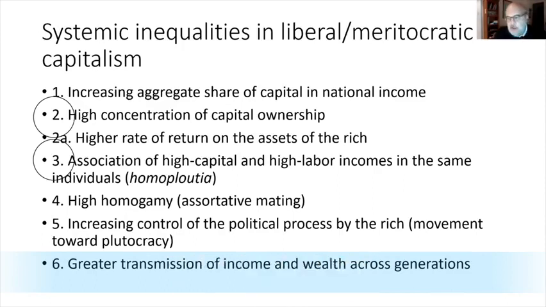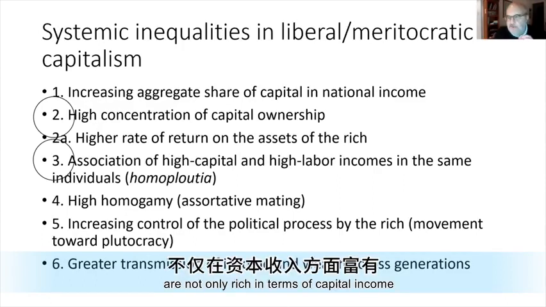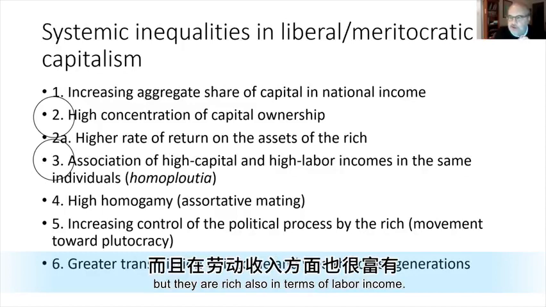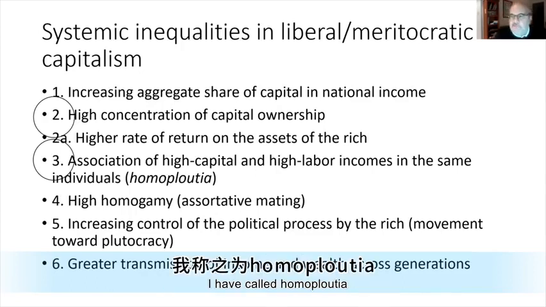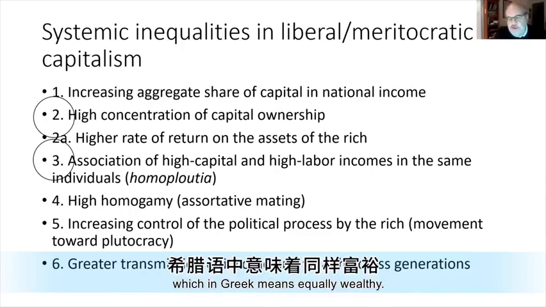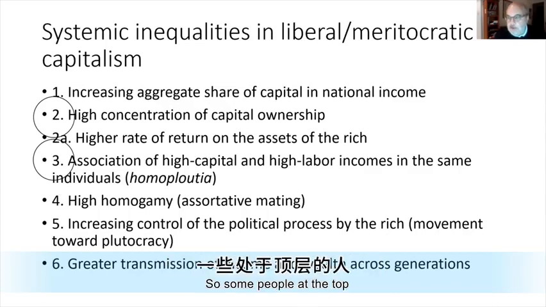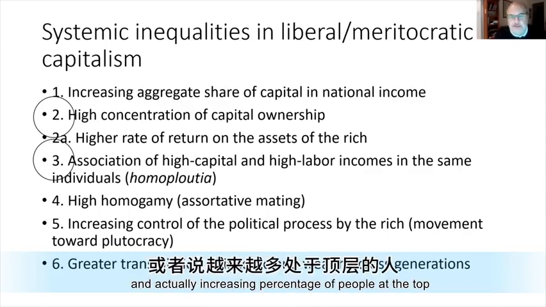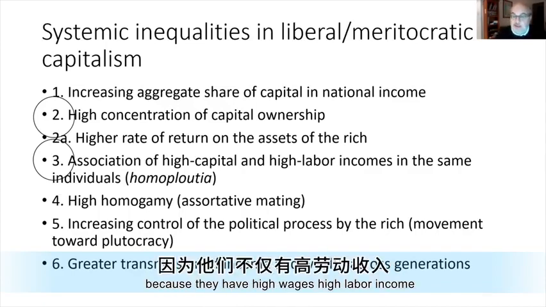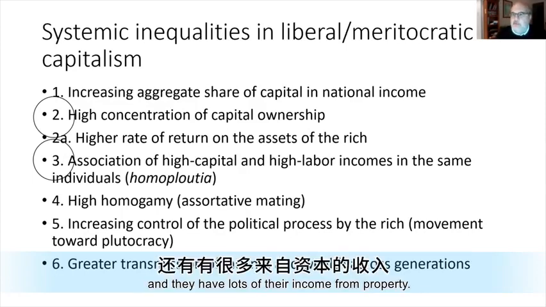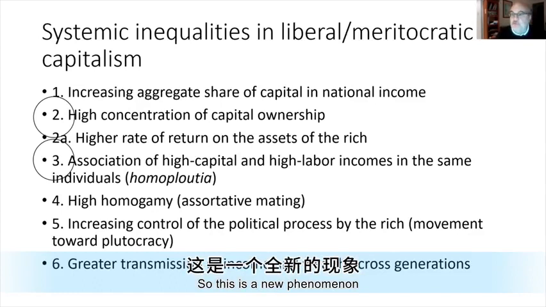Secondly, a very important, interesting phenomenon which we observe is that more and more people at the very top are not only rich in terms of capital income, but they are rich also in terms of labor income. This is something which, using Greek words, I have called homoplutia, which in Greek means equally wealthy. So some people at the top, and actually an increasing percentage of people at the top, are now rich both because they have high wages, high labor income, and they have lots of their income from property. So this is a new phenomenon.